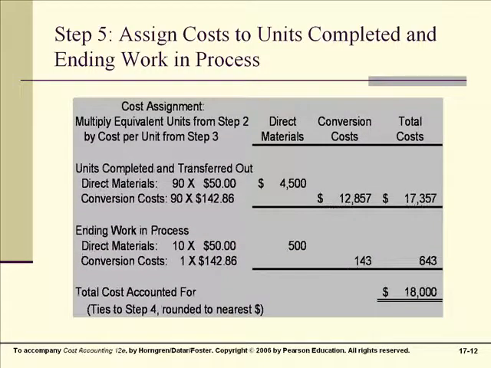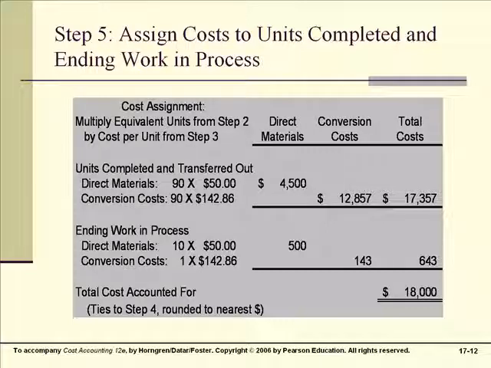And finally, at step 5, we assign the cost to units completed and ending work in process. We do this by multiplying the equivalent units from step 2 by the cost per unit from step 3. So if we had 90 units completed and transferred out of material cost, we use the $50 cost per equivalent unit we computed from a prior step, and we also multiply the 90 units completed by the $142.86 per equivalent unit calculated from the previous step relating to conversion cost.